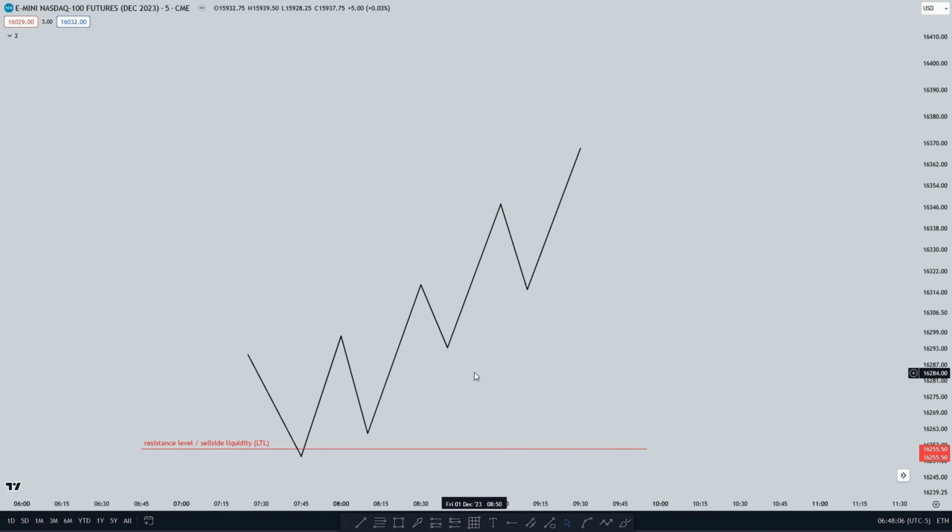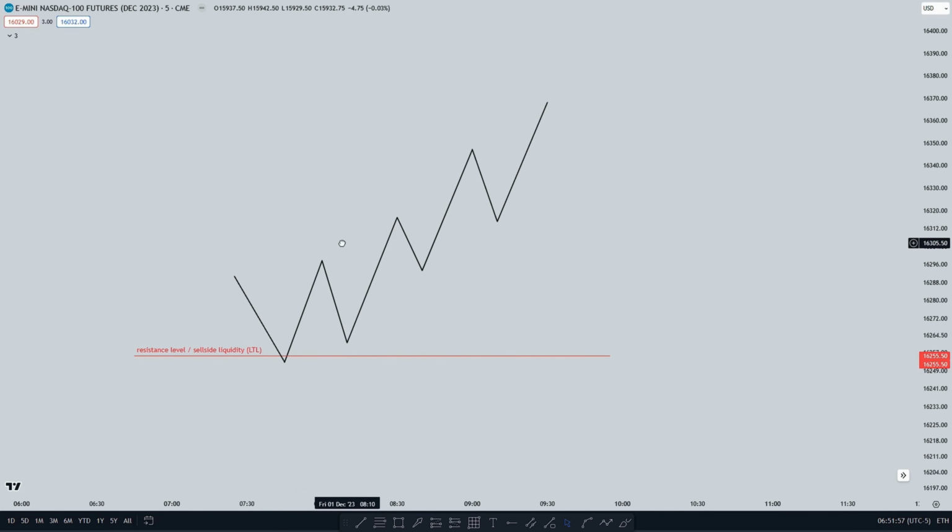So let's say price comes down to a form of resistance level or sell-side liquidity, and then we start to move higher, and then we go lower, making a failure swing low because price fails to take out these lows, and then we move higher, creating a shift in market structure because we close above these highs, and then we move down into the shift in market structure or a mitigation block.